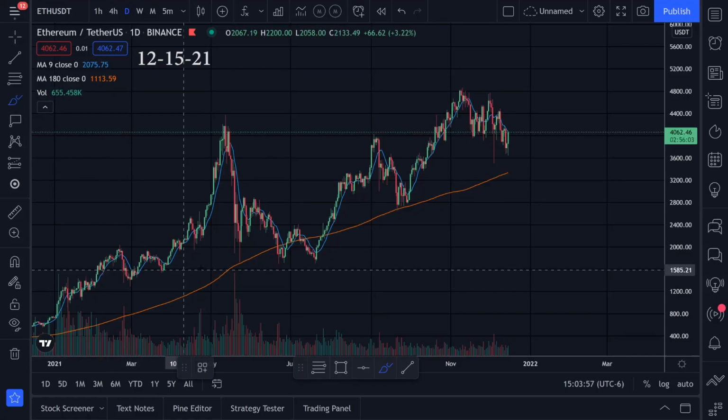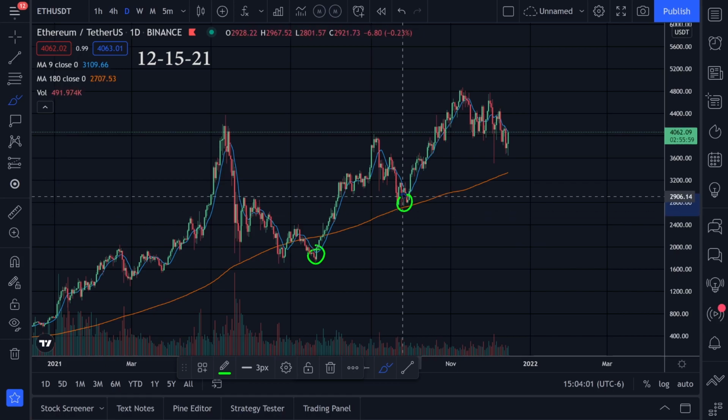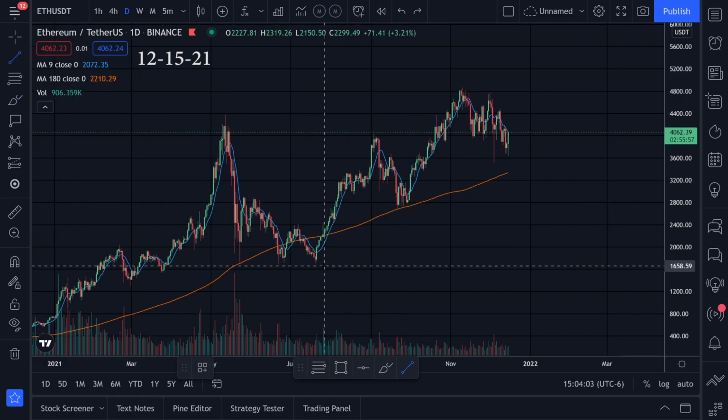Let's take a look at the chart action for Ethereum. All right, so here's what I'm looking at. We have support right here, support right here. Let's do an uptrend like this.